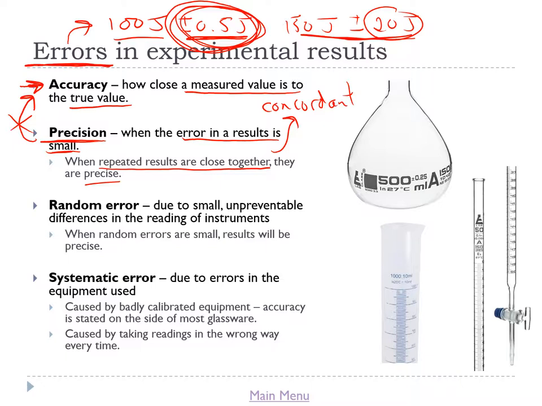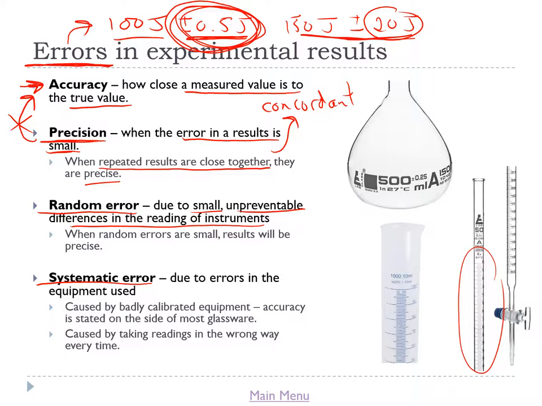Now, in terms of actually how we quantify and calculate error, there are two different types of errors. There are random errors and systematic errors. Random errors are down to small, unpreventable differences in the reading of instruments. Although we try to make sure we read a burette at the exact same time every way, it's impossible to control that because we're human, and there are always just slight, small factors that make these slight differences.